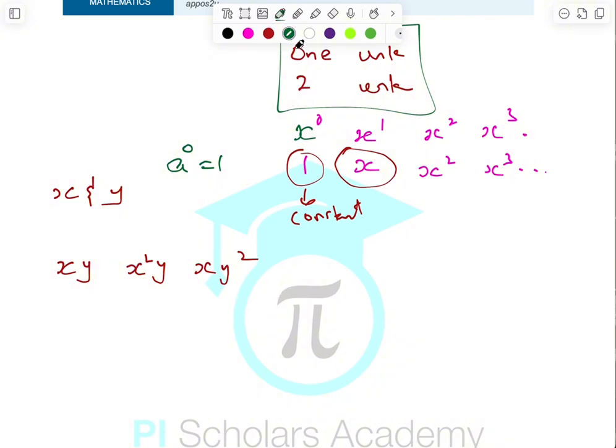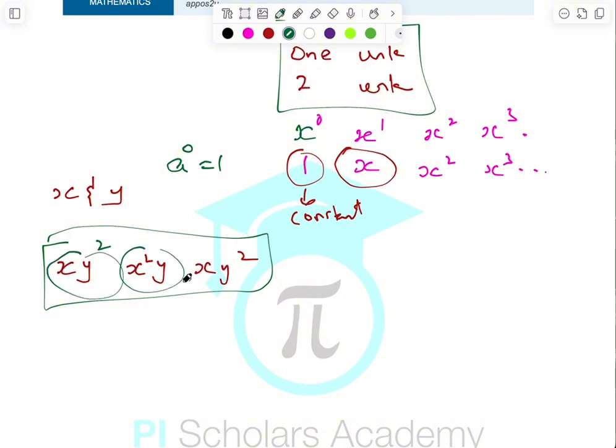Whenever you have a combination like this, I want you to know that each of them carries their own power. In this place, x carries a power of 1, y carries a power of 1. If you combine them together, that's a power of 2. In this place, x has a power of 2, y has a power of 1. If you combine them together, that's a power of 3. So therefore, none of these will represent a linear term. All of them will be terms of higher power, so they are non-linear terms.